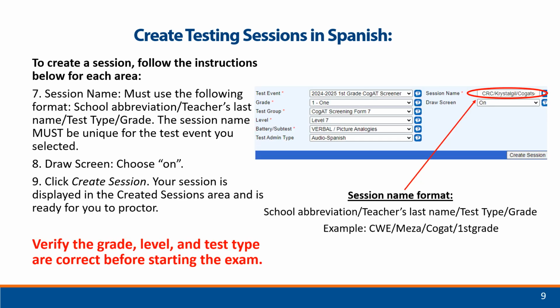Create testing sessions in Spanish. So the next step is you're going to be creating the session name. Go ahead and put school abbreviation, then teacher's last name, test type, then grade, which is first grade, and then put Spanish after grade. That way you'll know which one is the English session and which one is the Spanish session. On step number 8, draw screen, choose on, and then last step is click create session.